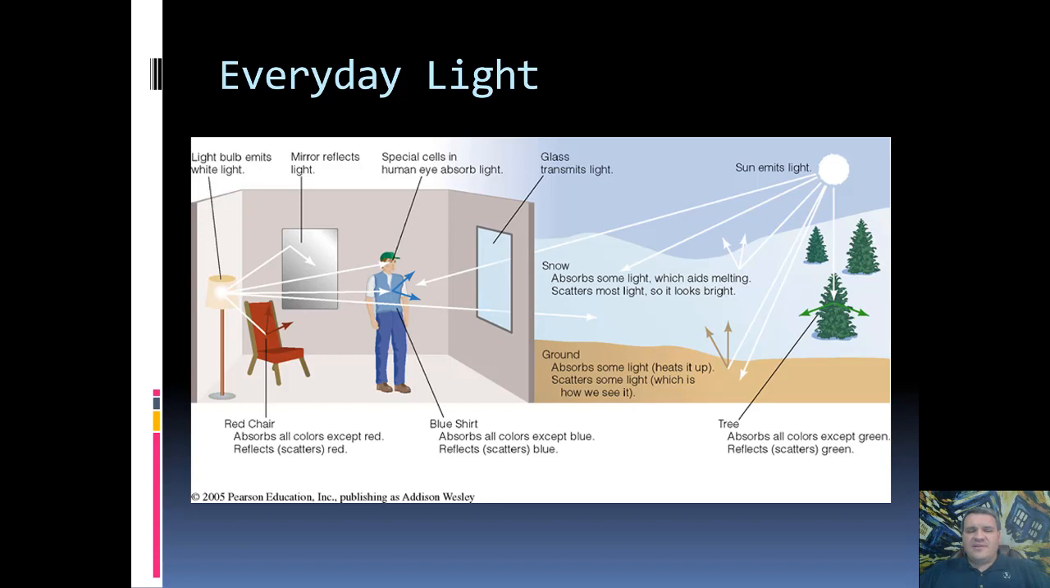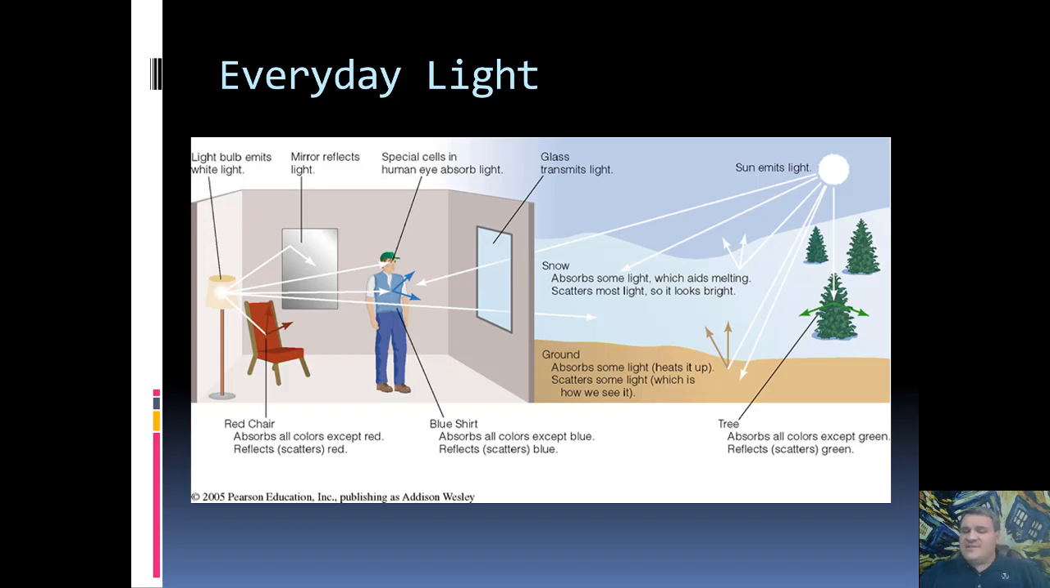Next, we talked about transmission. The great example of transmission is glass. Now, glass transmits visible light, but it actually does not transmit infrared or ultraviolet. Okay, that's not entirely true. It depends on the type of glass. But most glasses used in houses actually transmit visible and then block out infrared and ultraviolet.